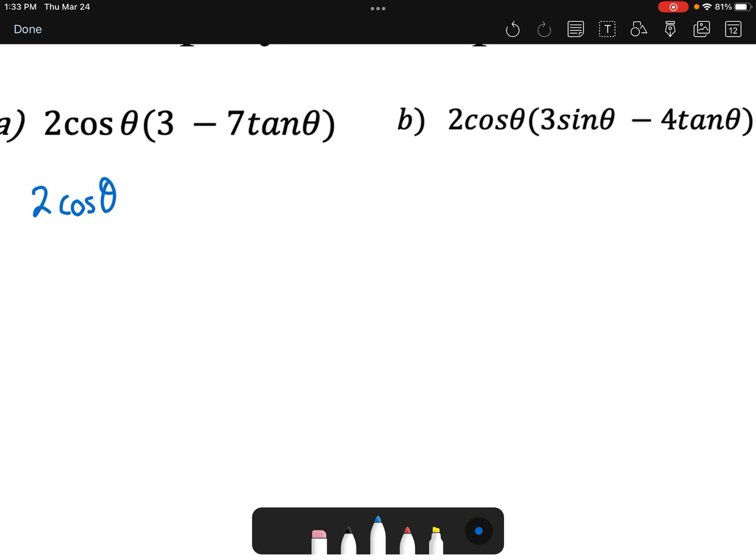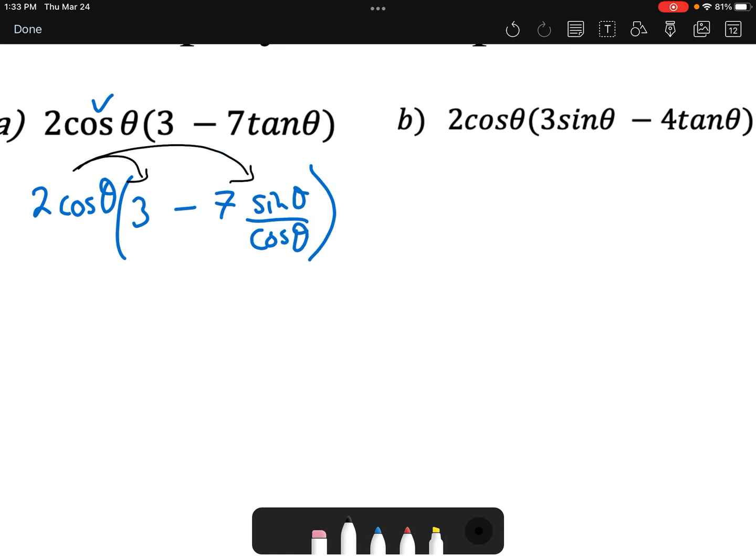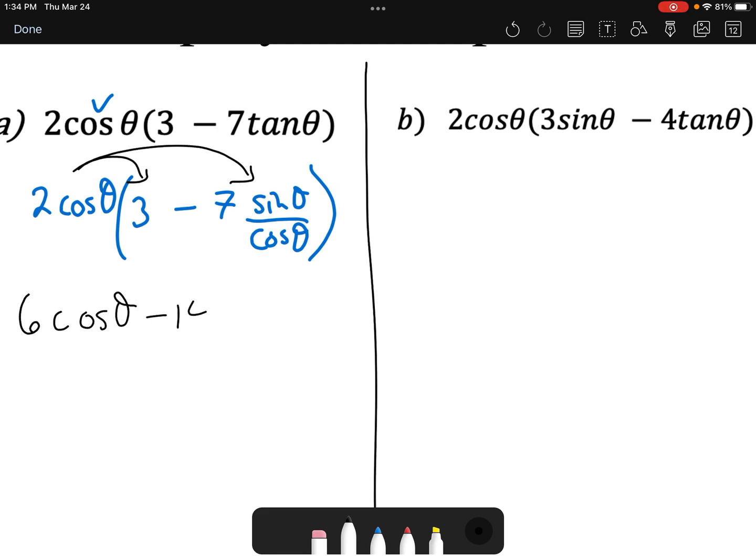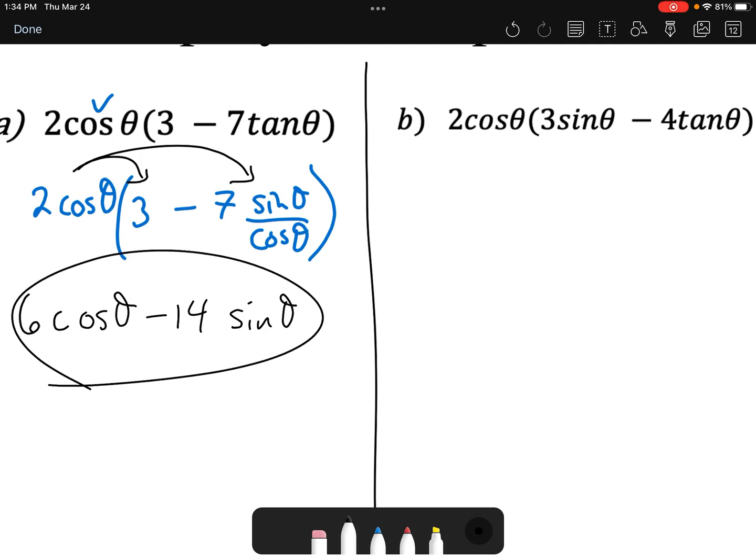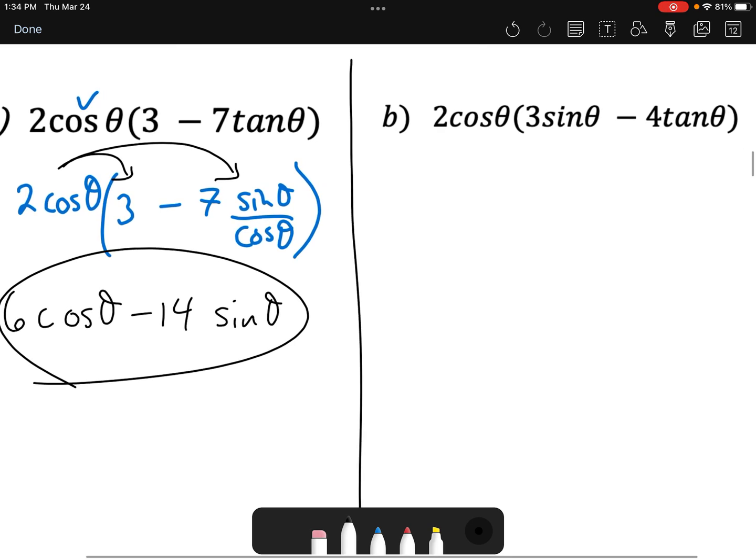So if we're going to look at these, let's first talk about it in terms of the identities. If you think about it, what is tangent? Well, it's sine over cosine. So I'm going to change tangent to sine over cosine. Why? Because I have a cosine over here, and when I multiply using the distributive property, you see something occurs. We have some cancellations. So we have 6 cosine theta minus 14 sine theta, because these cosines would cancel in the second part of the binomial. So that would be simplified. Can't do anything from there.